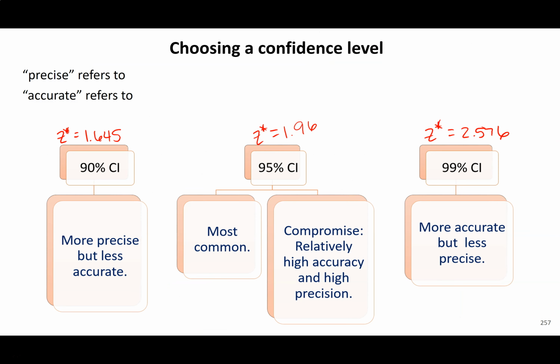Okay, so when I'm talking precision here, I want to refer to the narrowness of the interval. So how narrow does this interval get?